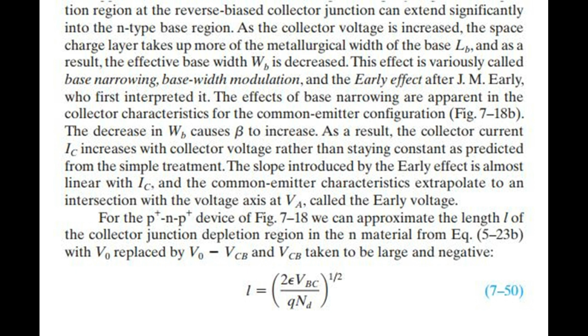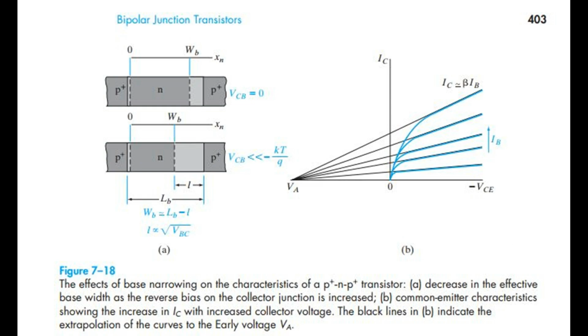For the P+NP+ device of Fig 7.18 we can approximate the length L of the collector junction depletion region in the N material from Eq. 5.23b, with V_0 replaced by V_0 minus V_CB, and V_CB taken to be large and negative. Figure 7.18. The effects of base narrowing on the characteristics of a P+NP+ transistor, A, decrease in the effective base width as the reverse bias on the collector junction is increased, B, common emitter characteristics showing the increase in I_C with increased collector voltage. The black lines in B indicate the extrapolation of the curves to the Early voltage V_A.